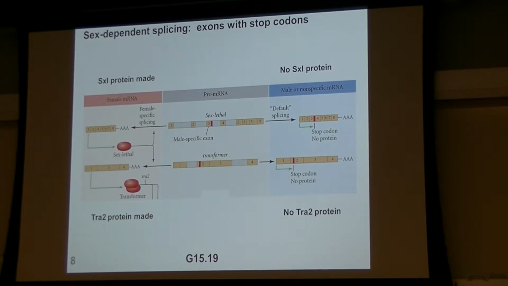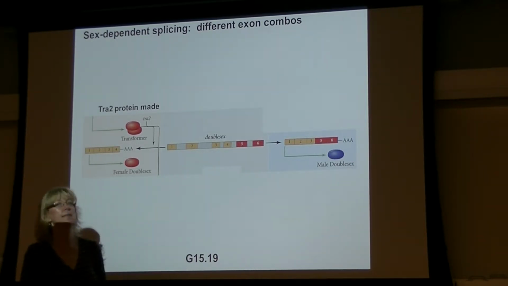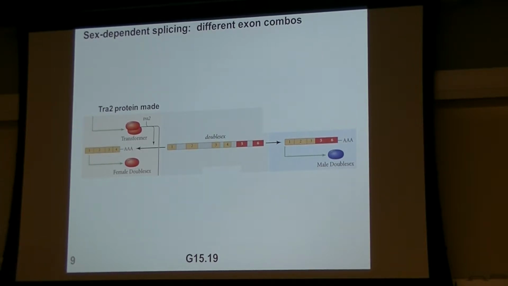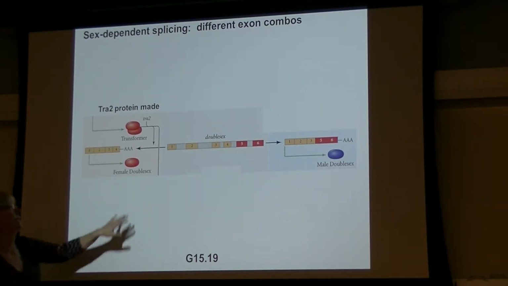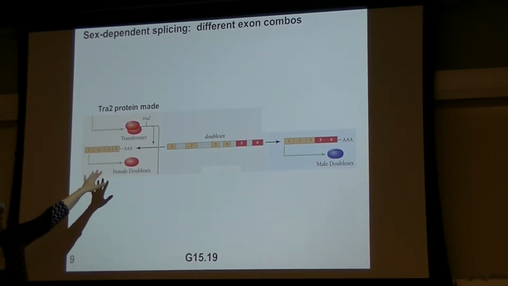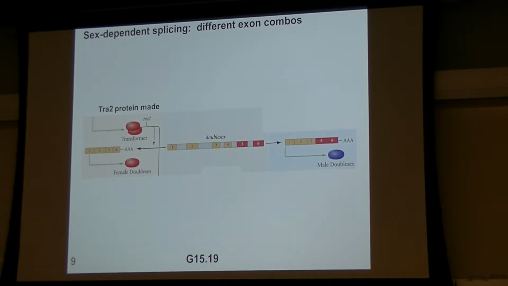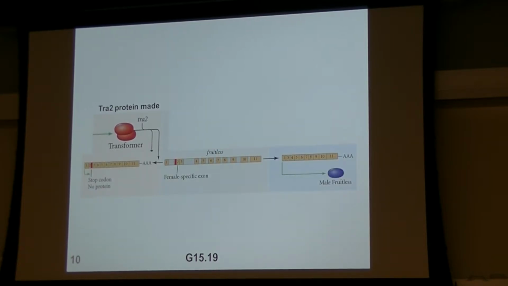Transformer 2 is itself a transcription factor, so it's going to act on doublesex. And here, it doesn't have to be an early stop codon, but we do actually get two different alternative splicing products for doublesex. So we can either get the female version of doublesex through one mRNA, or the male version of doublesex through a different mRNA splicing scenario. And then doublesex has some jobs to do.